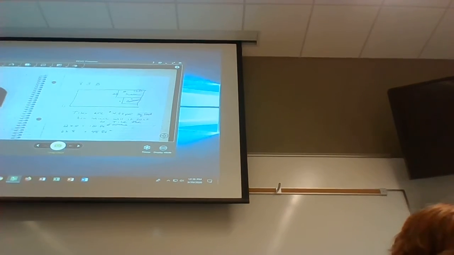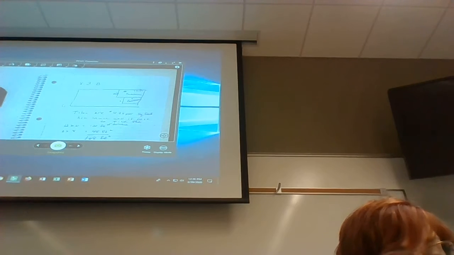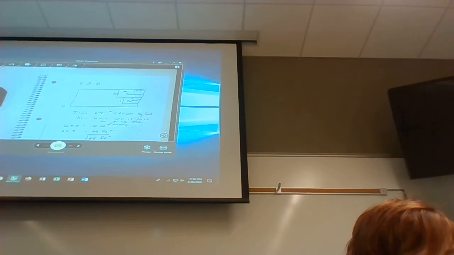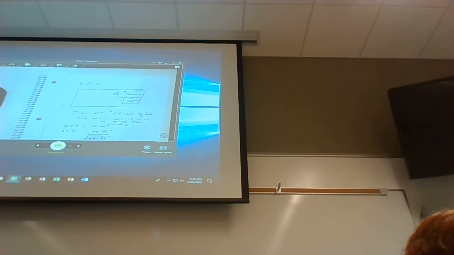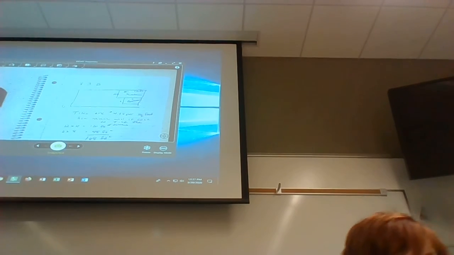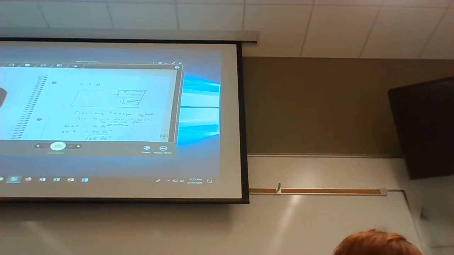If I'm going to tile both of those rooms, I have to add that together. I need 168 square feet of tile. So I need not feet to the fourth, but square feet of tile. Then it tells me that the tile costs $4.98 per square foot. So if I have 168 square feet and I'm paying $4.98 for every square foot of tile, by the way, that's dollars per square foot, you can now see that the feet cancel out, and I get 168 times $4.98.